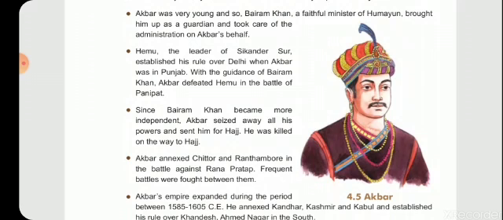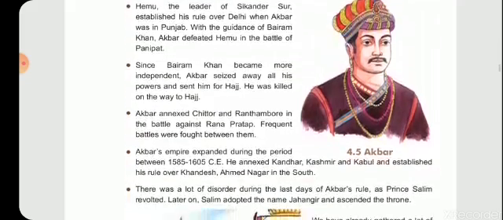Now Hemu, the leader of Sikandar Suri, established his rule over Delhi when Akbar was in Punjab. So, under the guidance of his guardian Bairam Khan, Akbar defeated Hemu in the Battle of Panipat. Since Bairam Khan became more independent, Akbar seized all his powers and sent him for Hajj. He was killed on the way to Hajj.